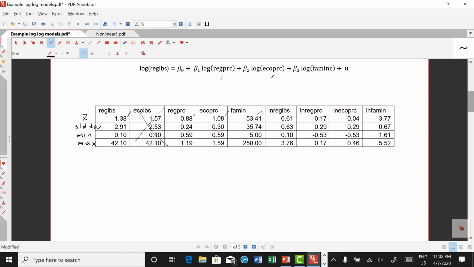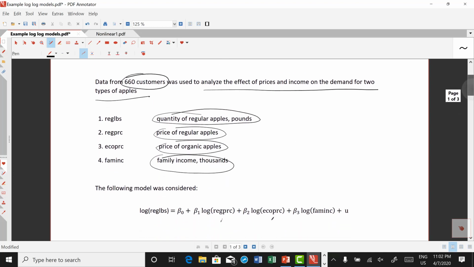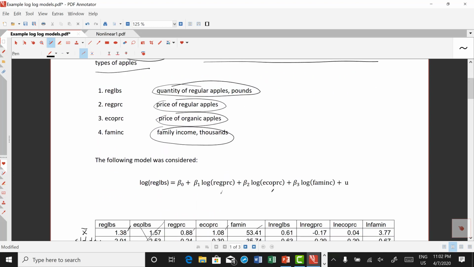So you have to be a little bit careful about what the units are, and that's important not only for interpretations, but also for calculations. So the prices are dollars per pound.